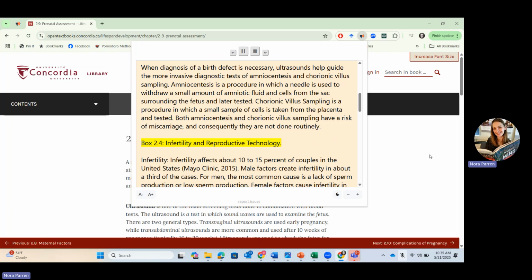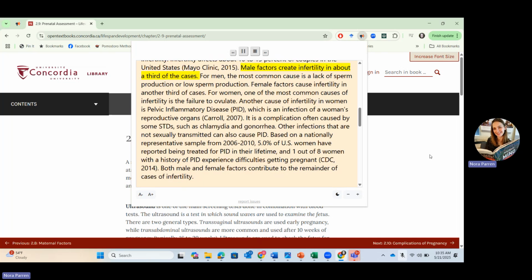Box 2.4, Infertility and Reproductive Technology. Infertility. Infertility affects about 10 to 15% of couples in the United States (Mayo Clinic, 2015). Male factors create infertility in about a third of the cases. For men, the most common cause is a lack of sperm production or low sperm production. Female factors cause infertility in another third of cases. For women, one of the most common causes of infertility is the failure to ovulate.